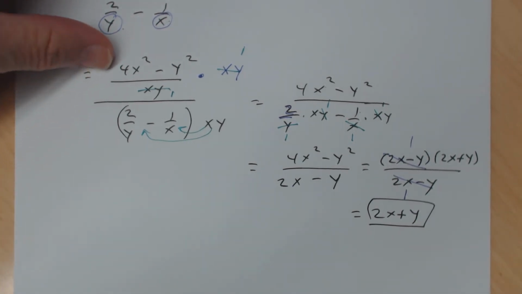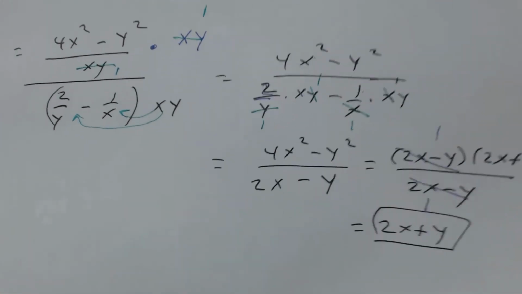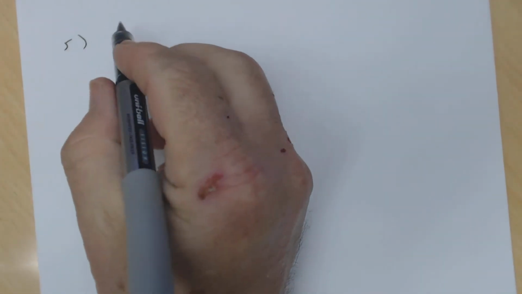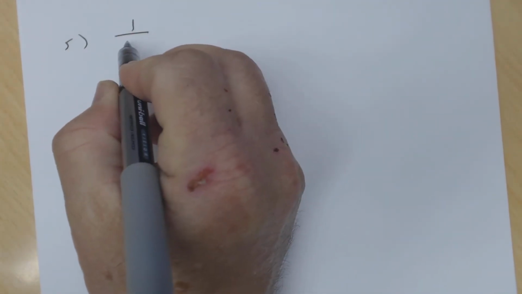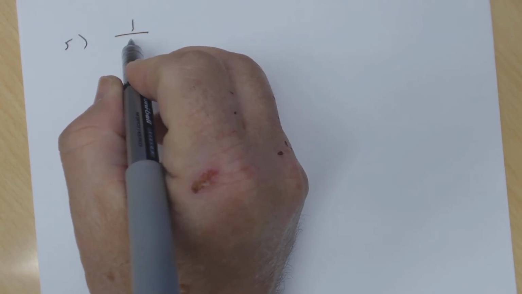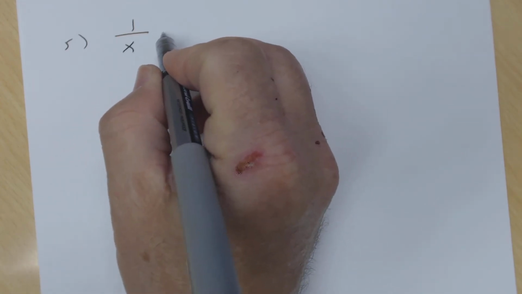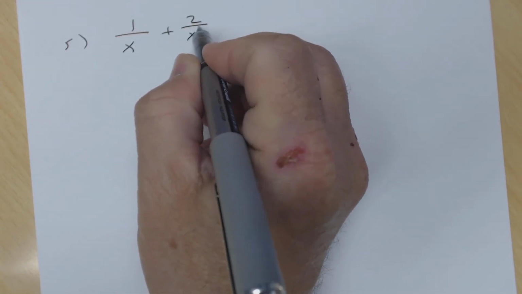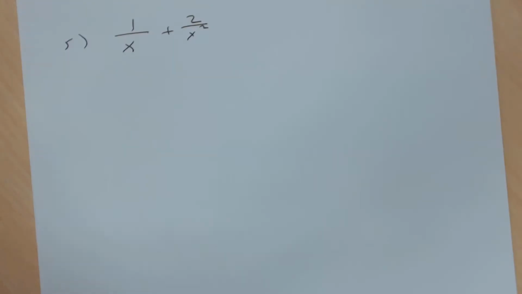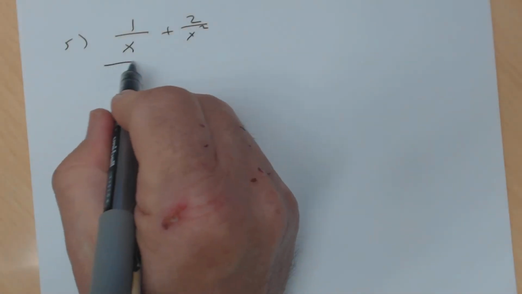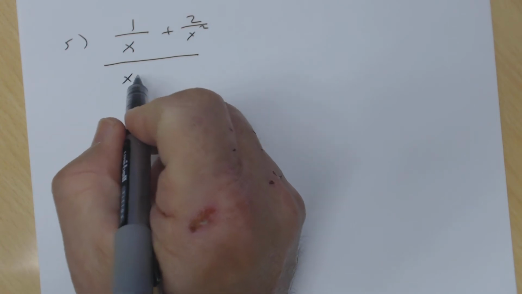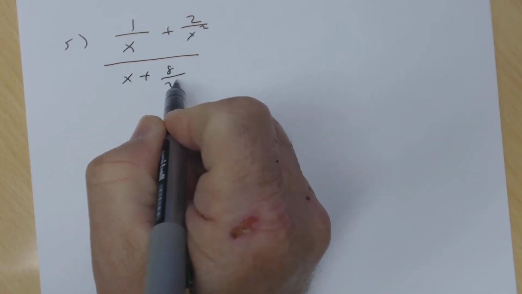Alright, let's look at this one. Look at number 5. Let's suppose we had 1 divided by x plus 2 divided by x squared. And all that's being divided by x plus 8 over x squared.